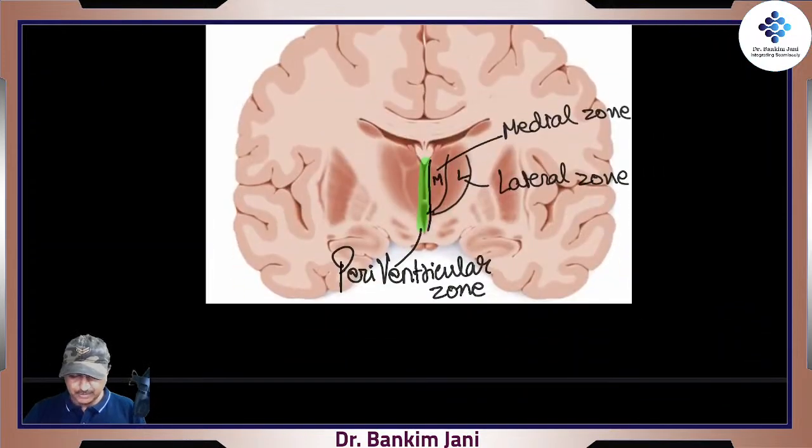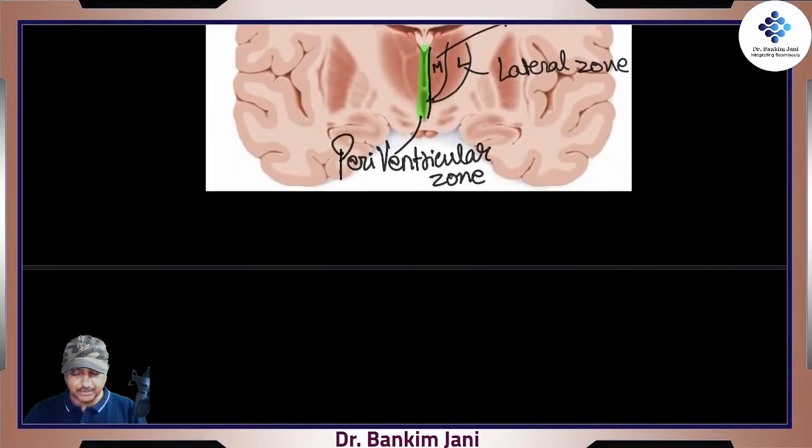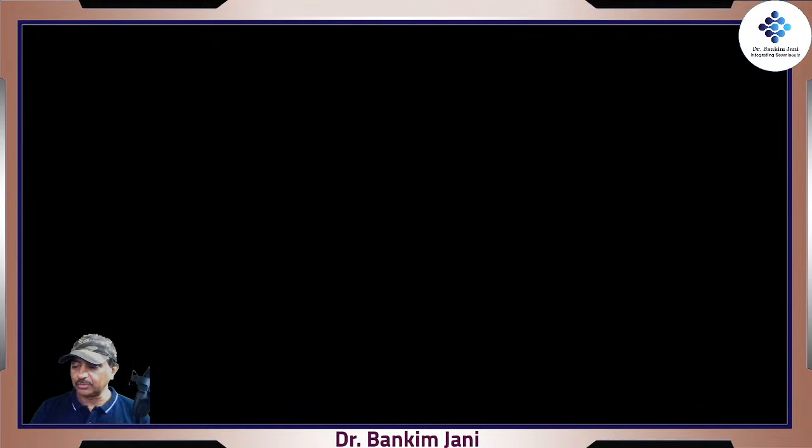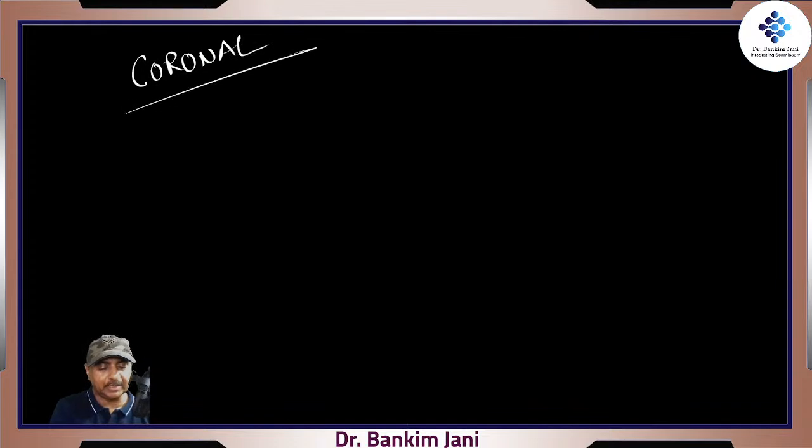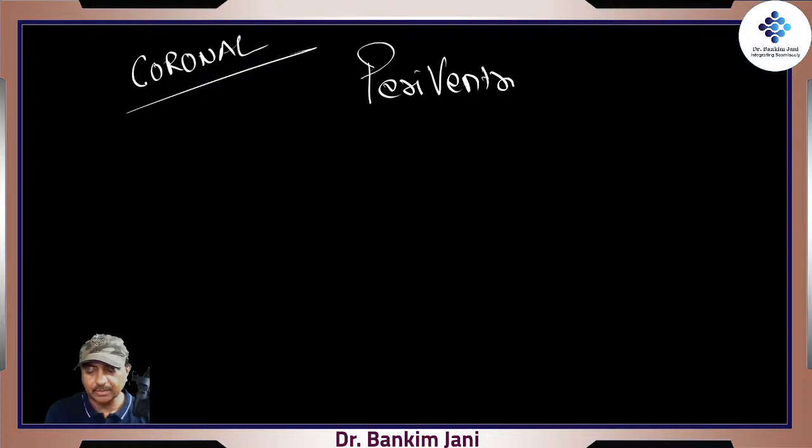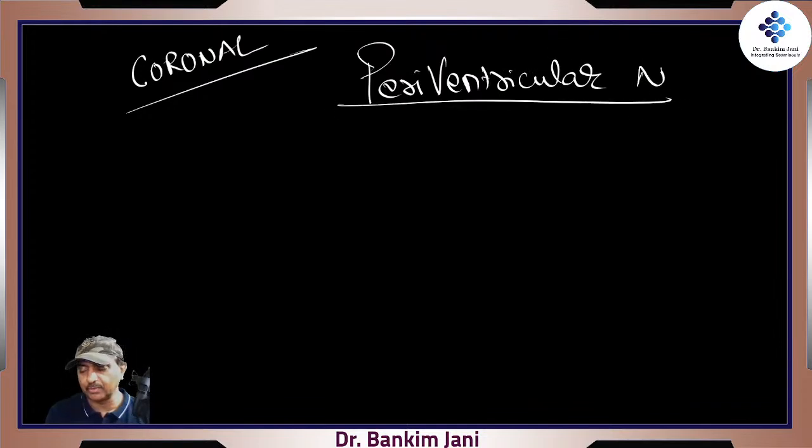We start with this periventricular zone, right? So it means we are doing what? We are first picking up the coronal section. Correct. We are picking up the coronal section. And in the coronal section, centrally, it is periventricular, right? Periventricular nucleus.